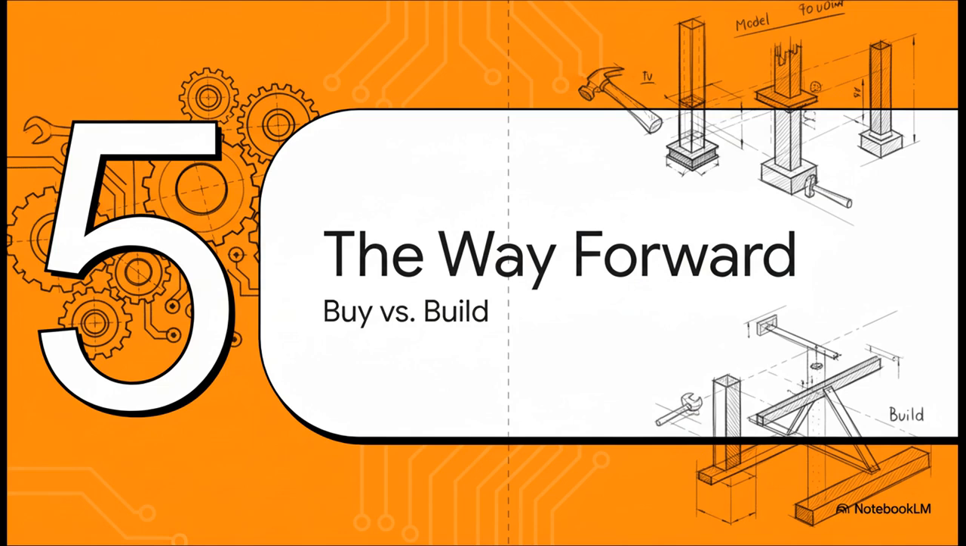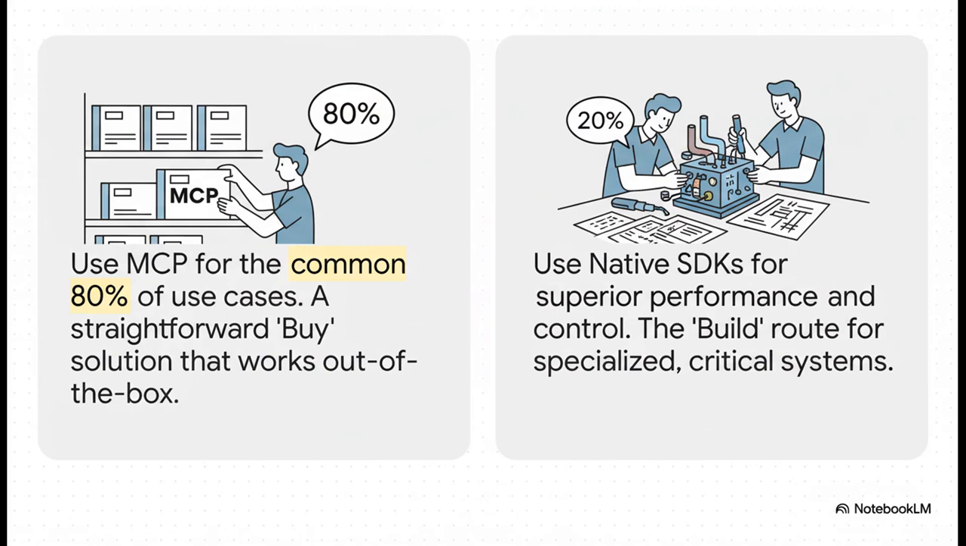All right, so we're left with this paradox, right? MCP is this brilliant idea on one hand and a potential nightmare on the other. So how do we make sense of it all? Well, the best way to look at it is through a lens that every engineer knows and loves, the classic buy versus build decision. This really lays it all out. Think of using MCP as the buy option. It's fast, it's easy, and it's perfect for the common 80% of things you're gonna wanna do.